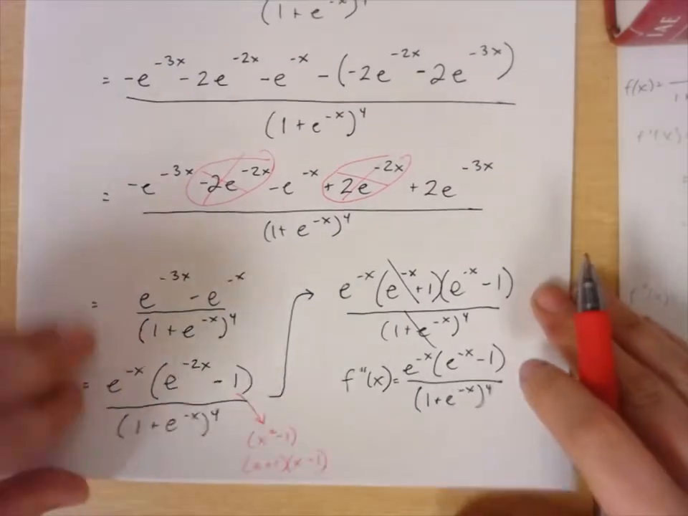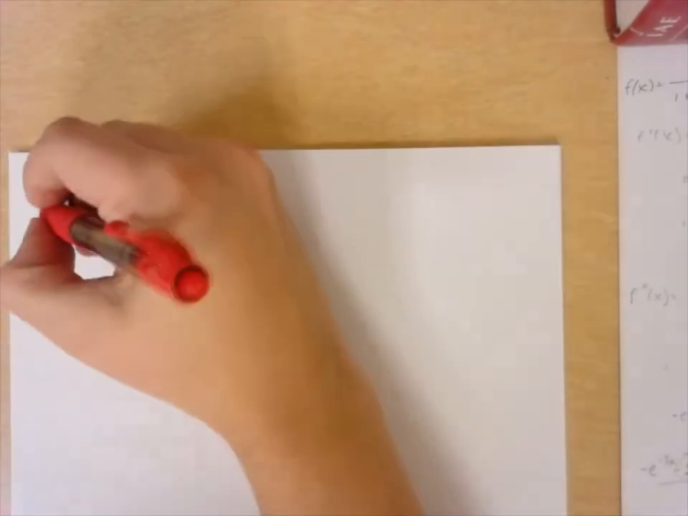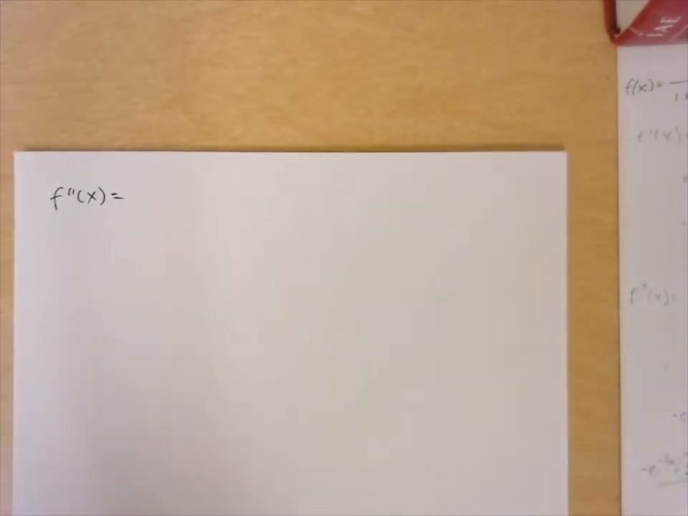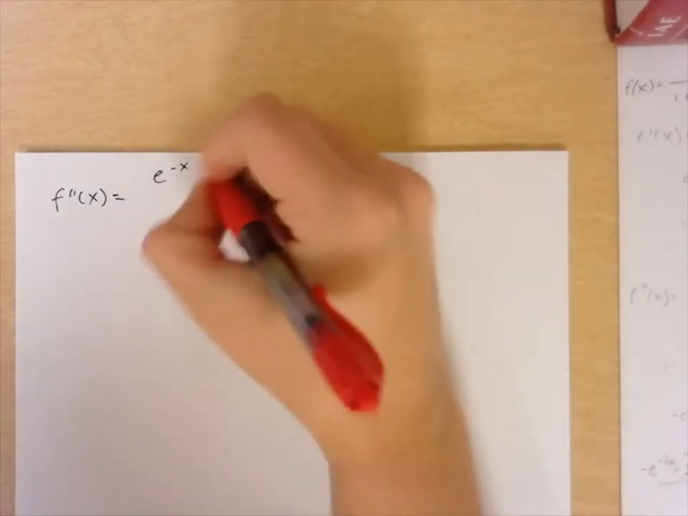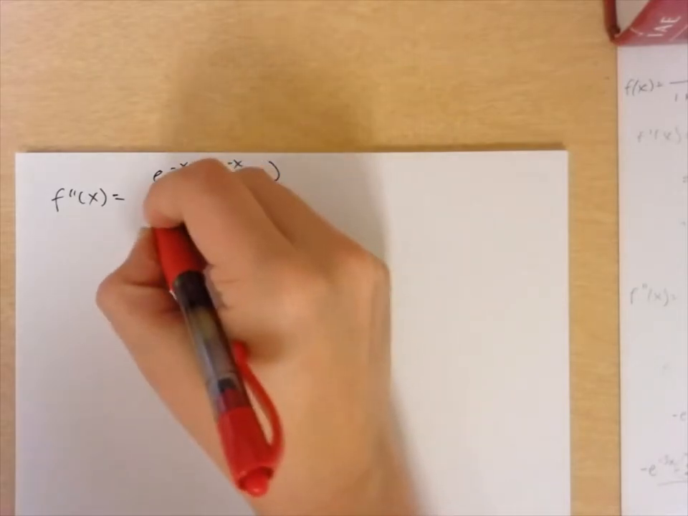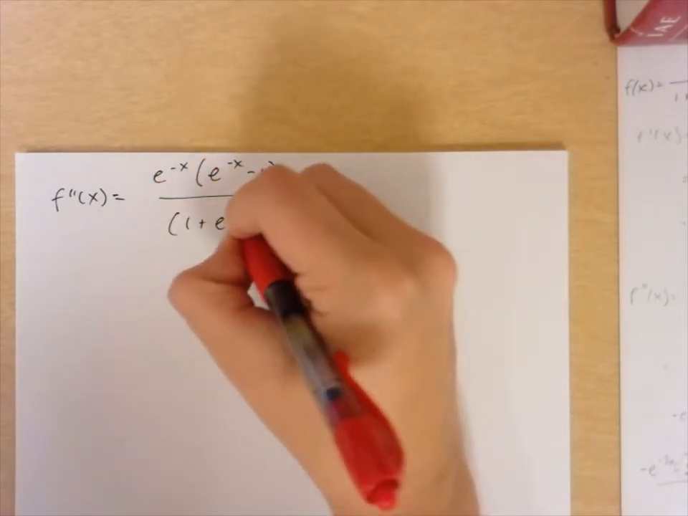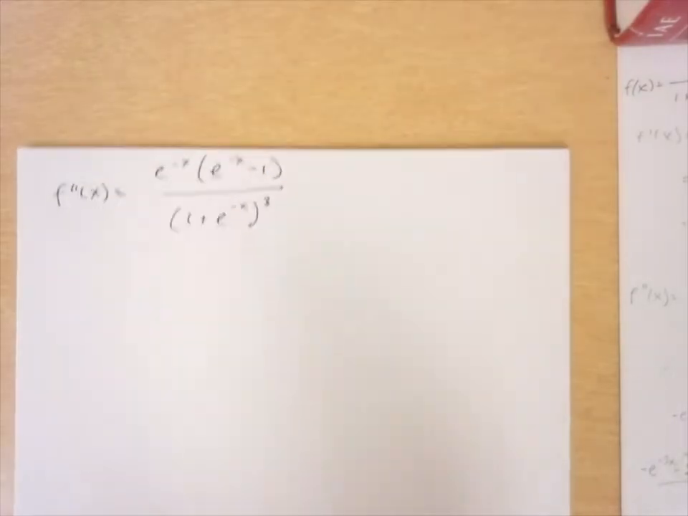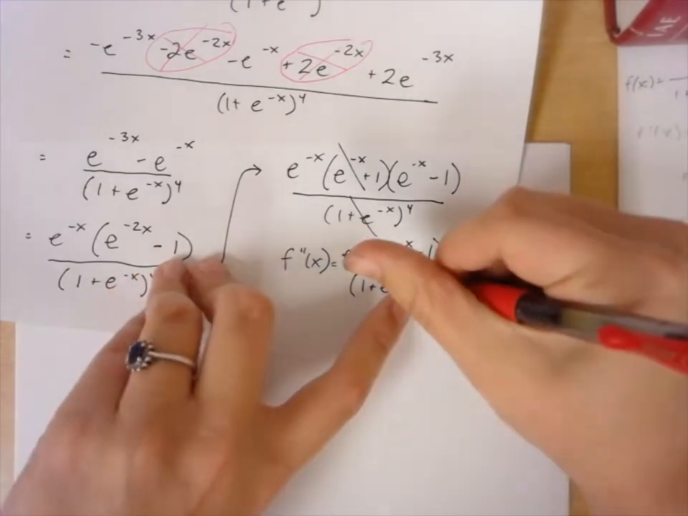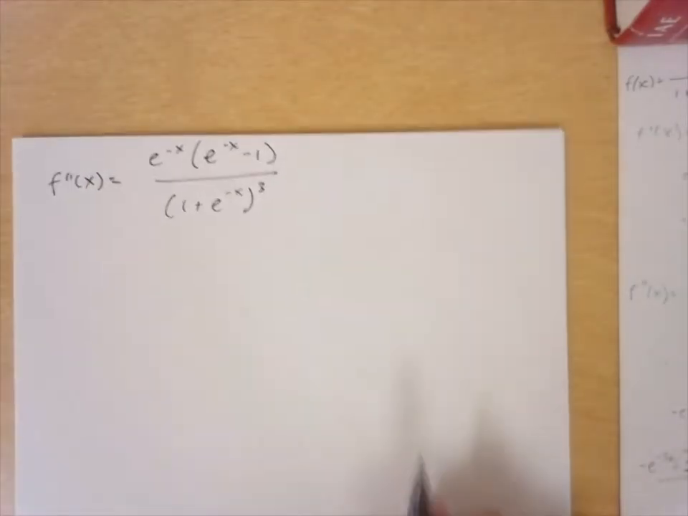Okay, let's use that. Again, my second derivative is e to the negative x outside, e to the negative x minus 1, all over 1 plus e to the negative x to the 3rd now. Oh, I didn't make that correction back here. Make sure you do. This should be a 3, not a 4. Pardon me. Okay. Because we took one of them away.